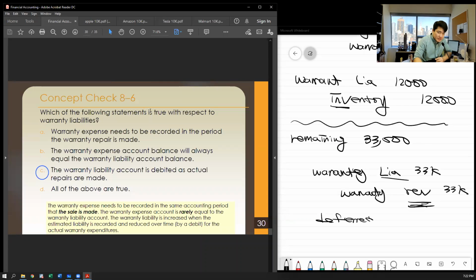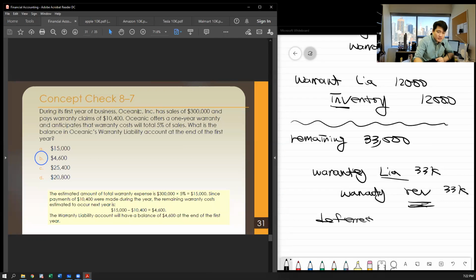Which of the following statements is true with respect to warranty liabilities? Let me just go straight to the answer. The warranty liability account is debited as actual repairs are made. So when customers claim the warranty, you are going to debit the liability. That means your liability will go down, and then you're going to credit cash or inventory depending on what kind of service you provide for the warranty.